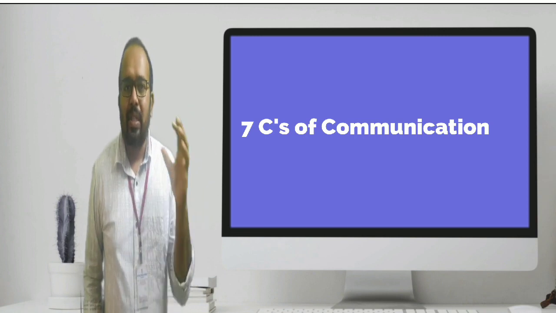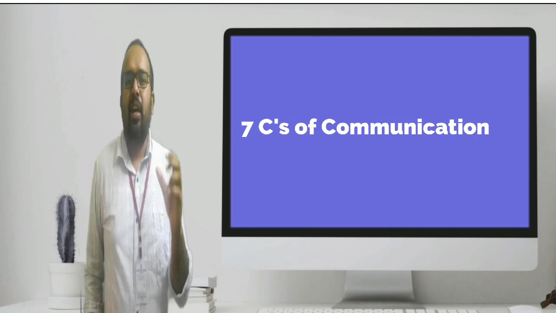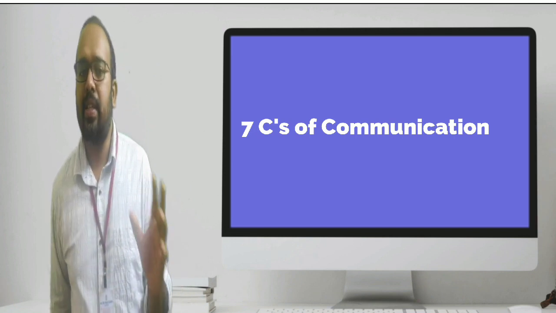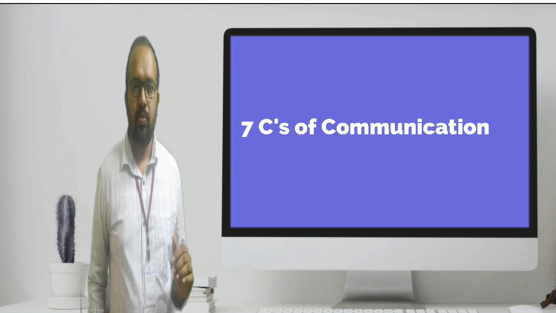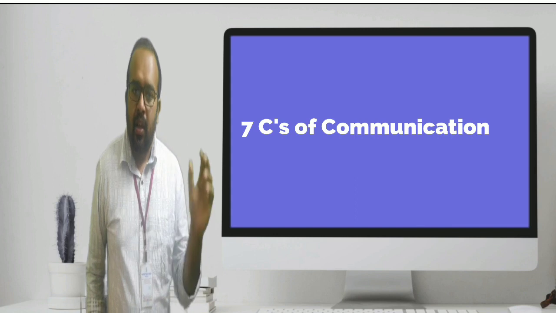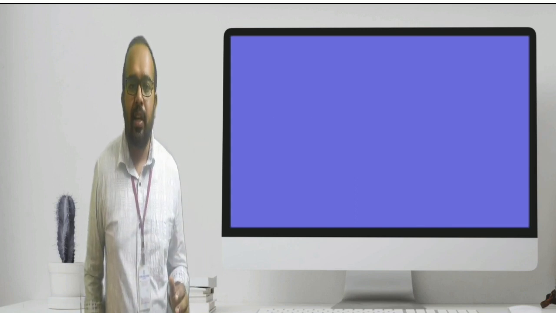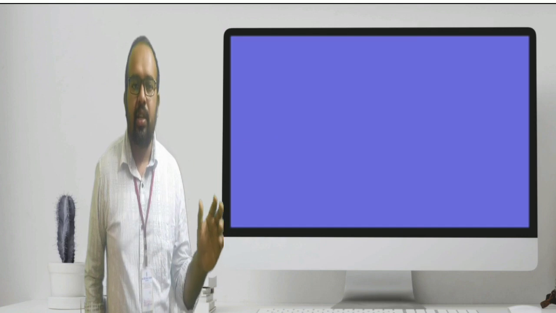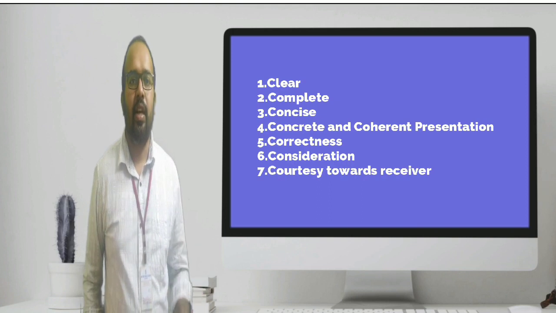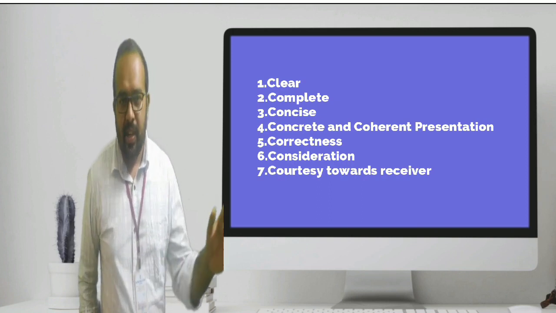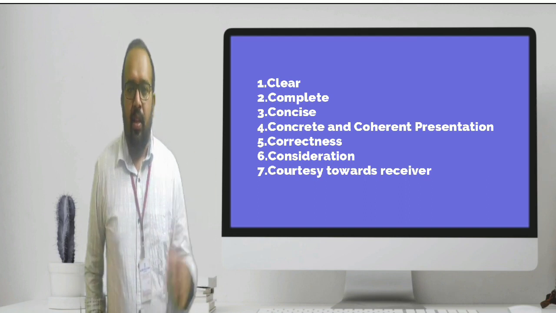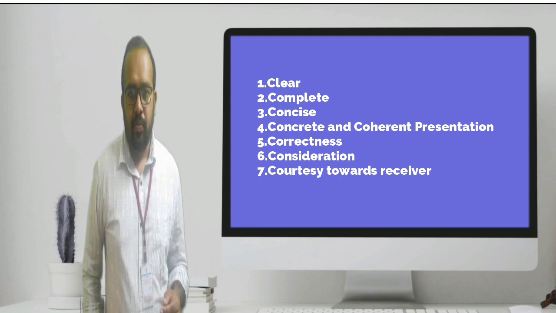So we have to follow 7 checklists to make our communication effective. Those 7 checklists are known as the 7 C's of communication. So these are the 7 C's. First, our message should be clear, complete, concise, concrete and coherent presentation, correctness, consideration, courtesy towards receiver. I will explain all of this.